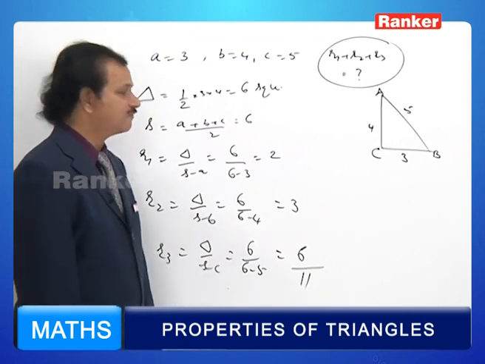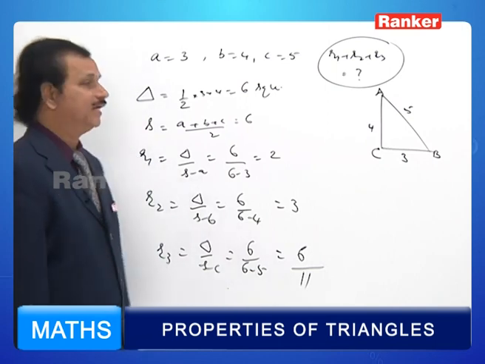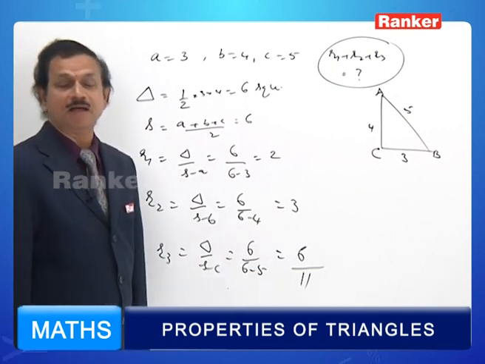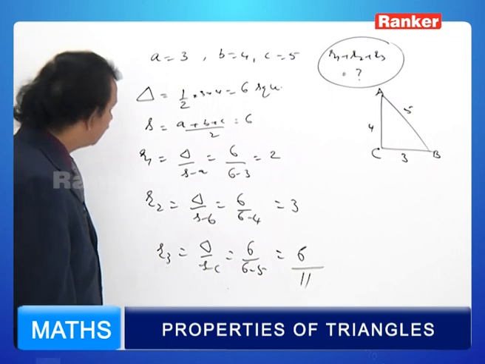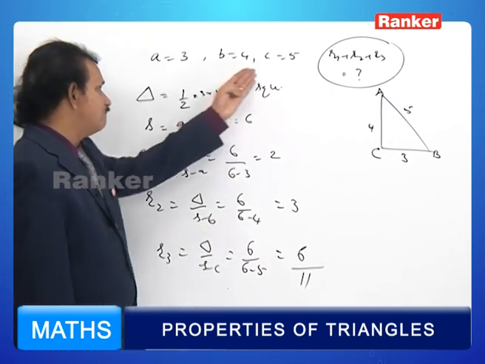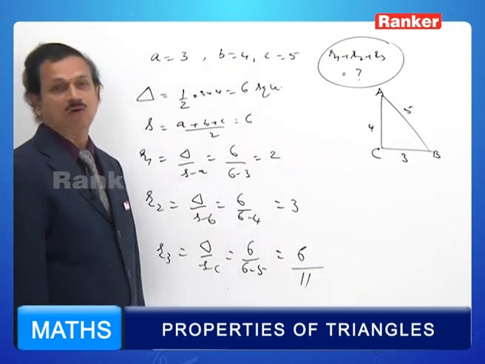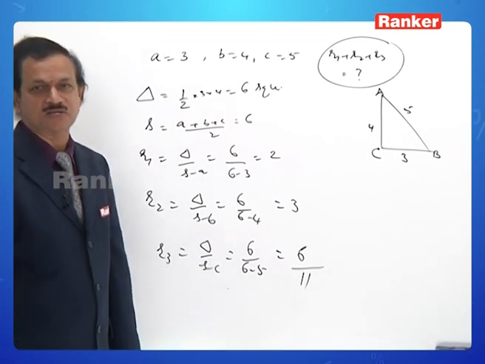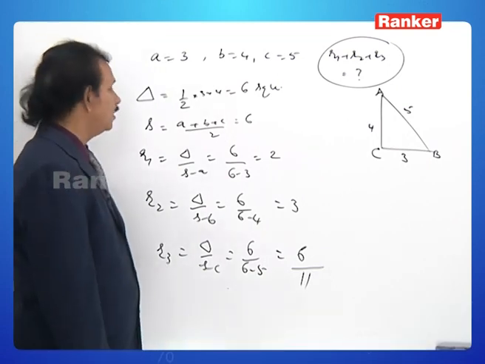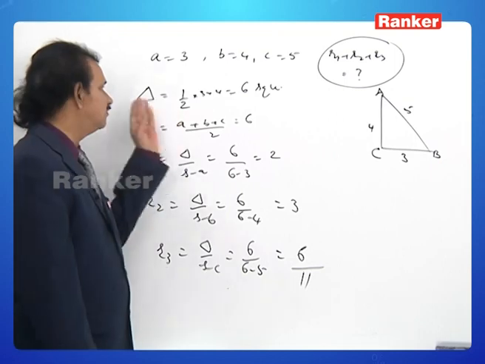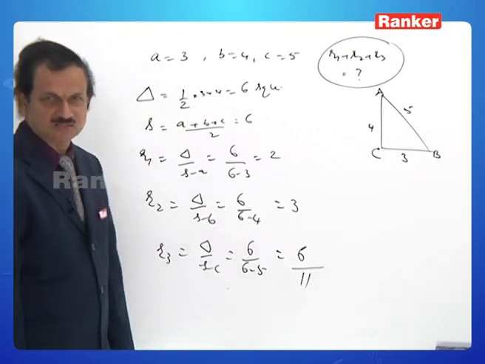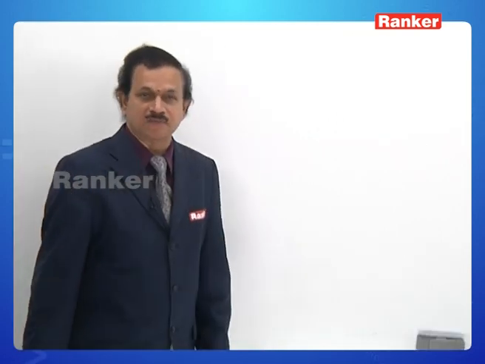That's it. Of course, it's a beautiful question. The thing that must be observed by you in the very beginning is that the three numbers 3, 4, 5 are the sides of a right angled triangle. As you could notice, we could have found delta directly. It is 6.